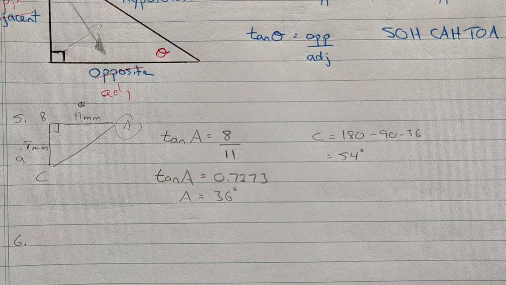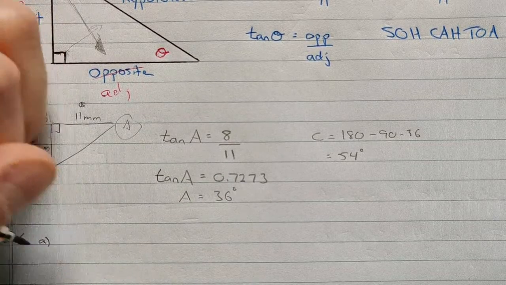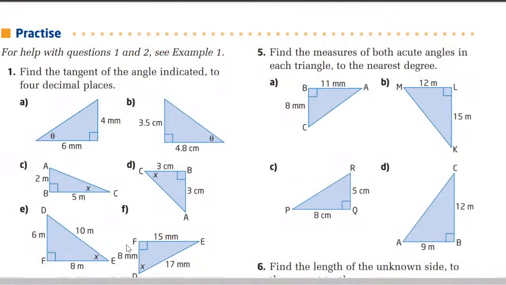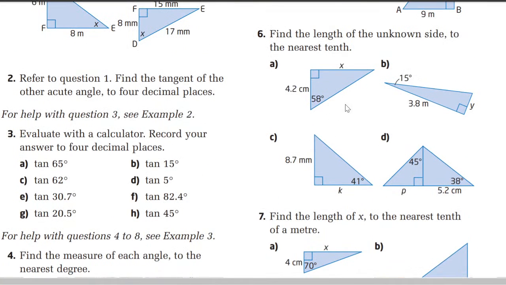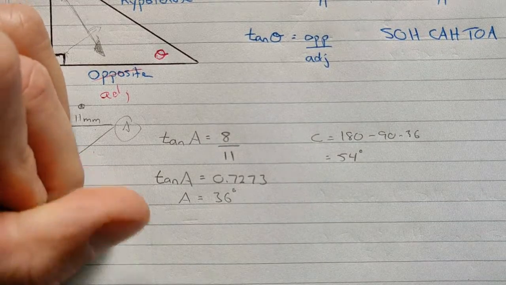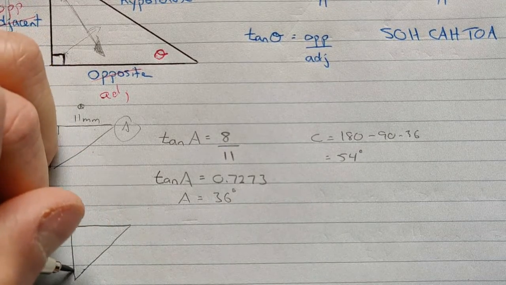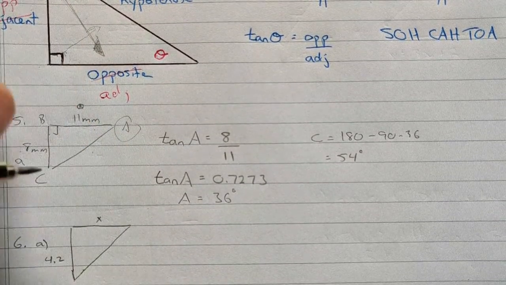So if we do something like 6a quickly here, 6a had, let me scroll down, the angle given at 58, and then we have an opposite side of x and an adjacent side of 4.2. So we're trying to find x to the nearest tenth. And so what we'll do is just draw a quick little sketch of that. And again, it's usually a good idea to draw a sketch, especially as you're learning this, just to make sure that you can label everything.